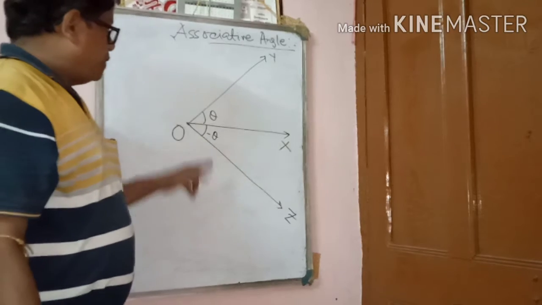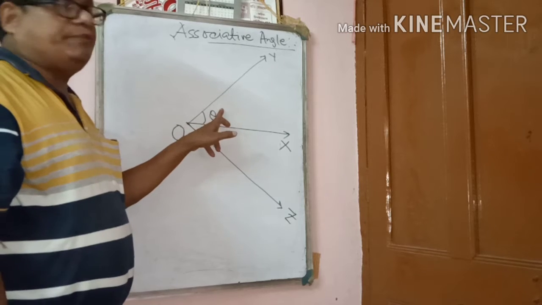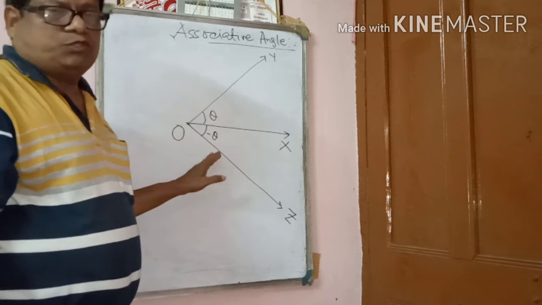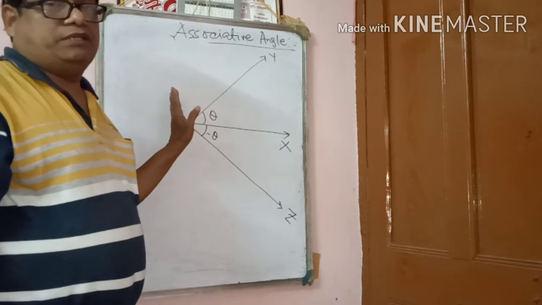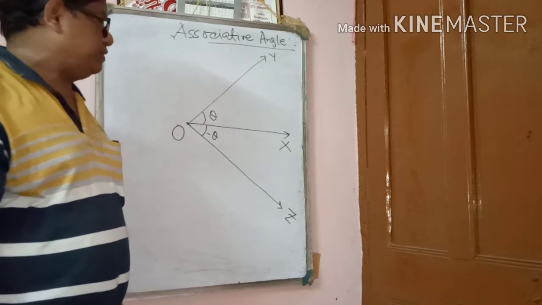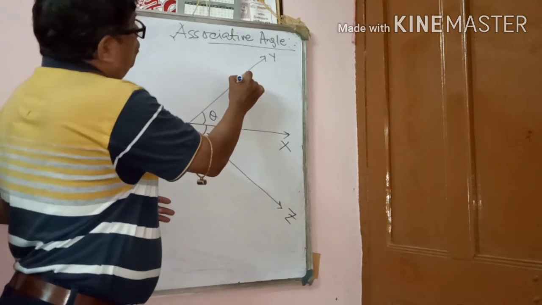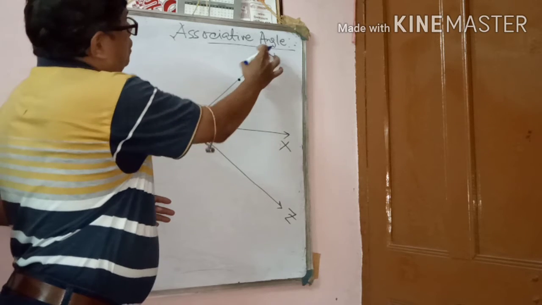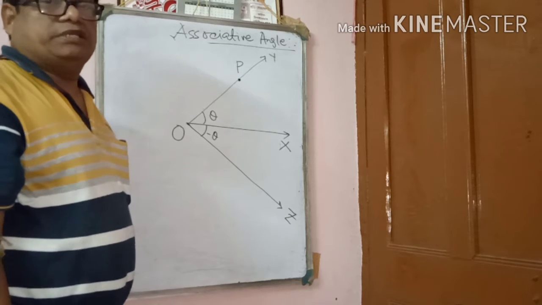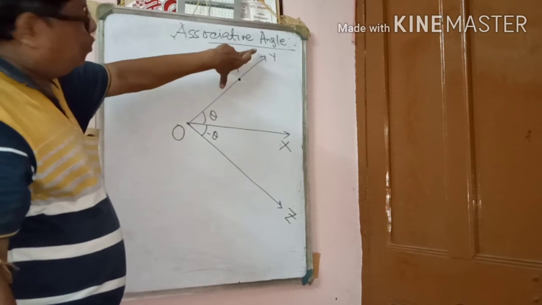See, suppose this is theta; if this is 30 degree, this will be minus 30 degree. If this is 45 degree, this also will be minus 45 degree. If you take the clockwise direction as negative, then the anti-clock direction will be positive. It is your choice, no problem. Now take any point P on the ray OY.